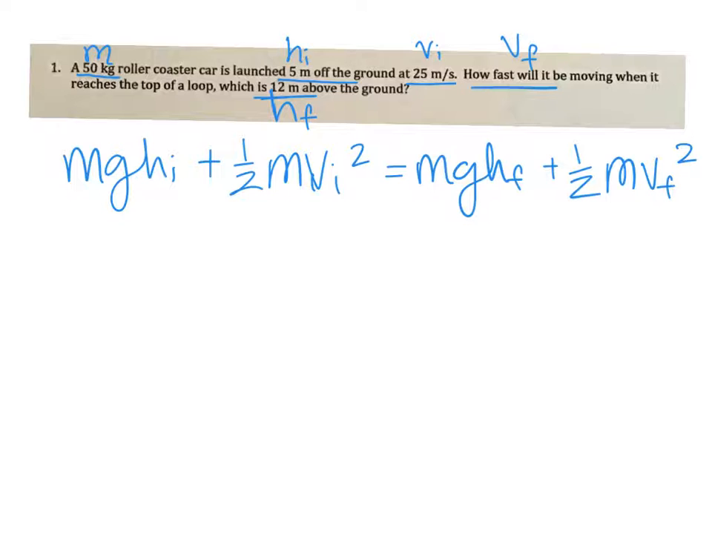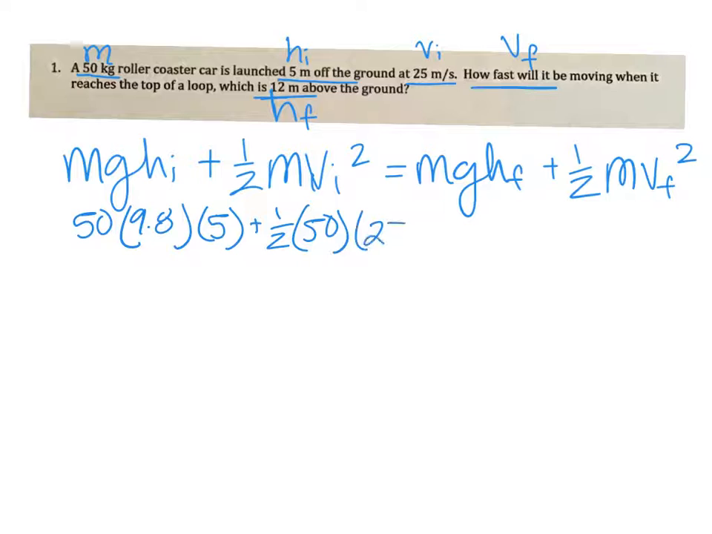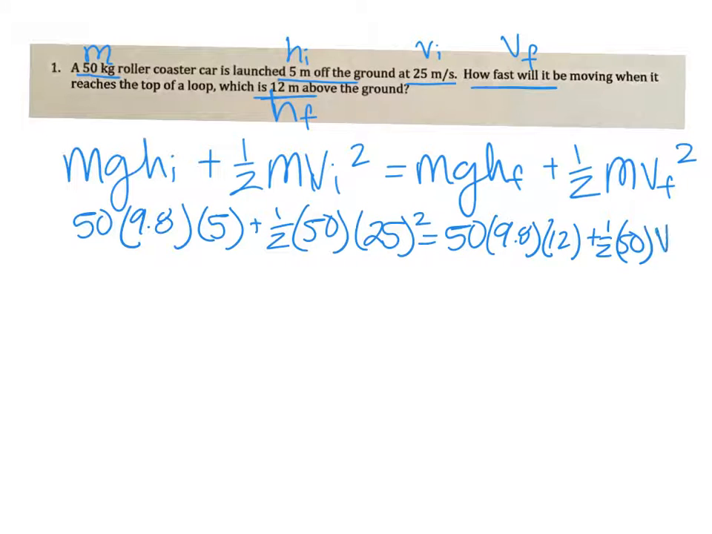So you're going to plug in everything you know. So you're going to have 50, g is always going to be 9.8, and your initial height was 5, plus 1/2 times 50 times your initial velocity, which was 25, and that is squared, equals your mass again, 50, times 9.8 times your final height, which is 12, plus 1/2 times 50 again times your final velocity, which is what we want to solve for. Right, so that's the whole lot, but we're about to shrink this down by simplifying everything.